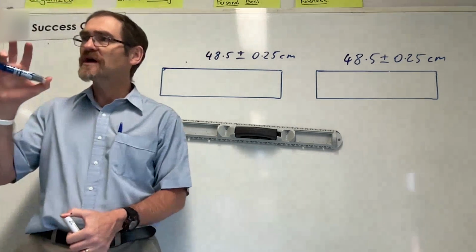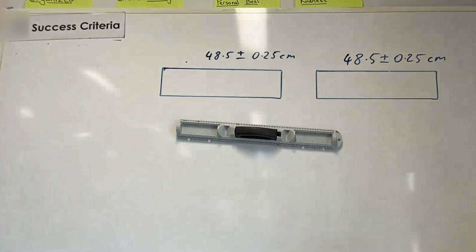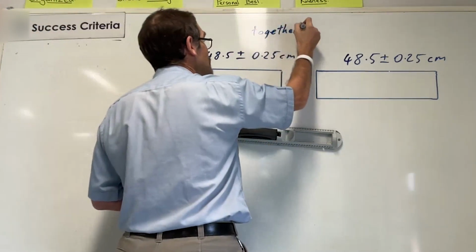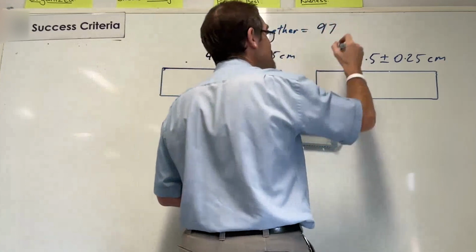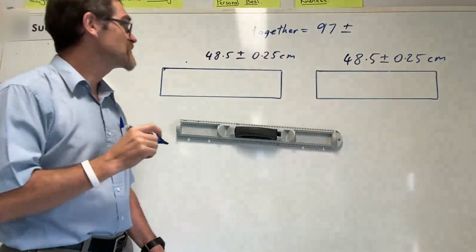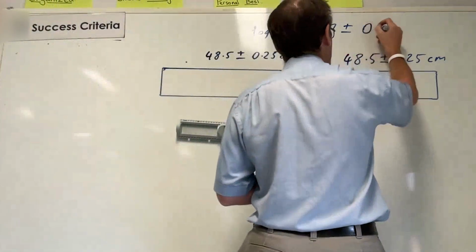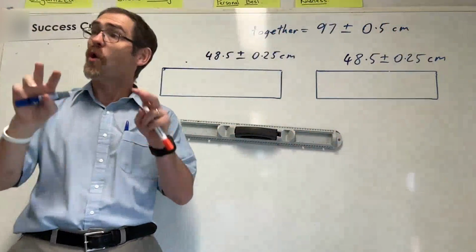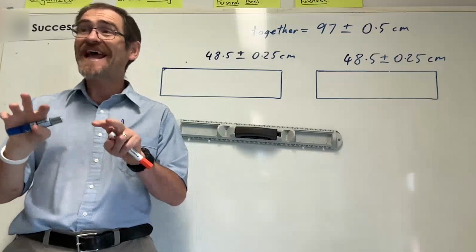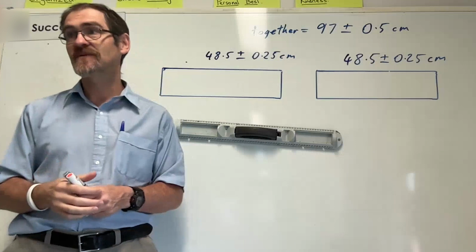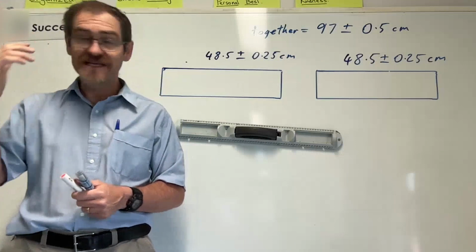Okay, so it's going to be 97 centimeters plus or minus that plus that, 0.5 centimeters. That's if we're adding or subtracting. If we're adding or subtracting, then we sum the absolute uncertainties. So let's look at this.